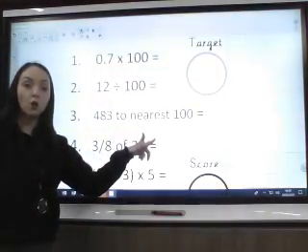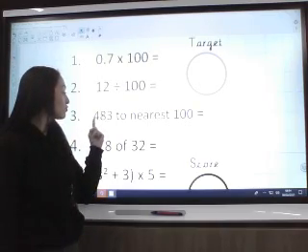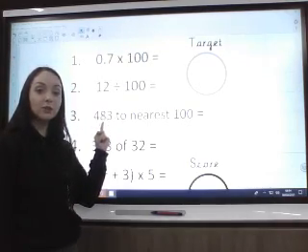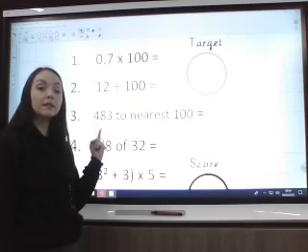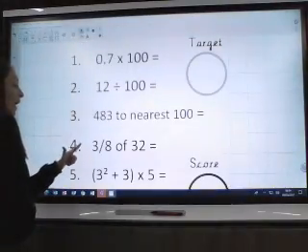483 to the nearest 100. So this one is a rounding question. So remember, look at your hundreds, then look at the digit next to it. So look at your tens. Is your tens above or below 5?